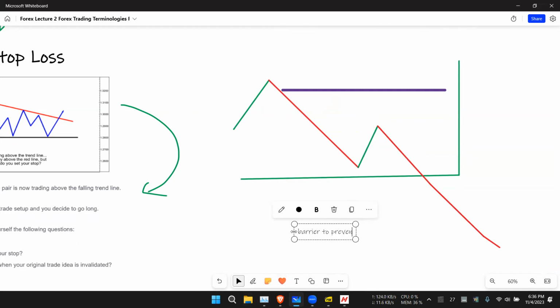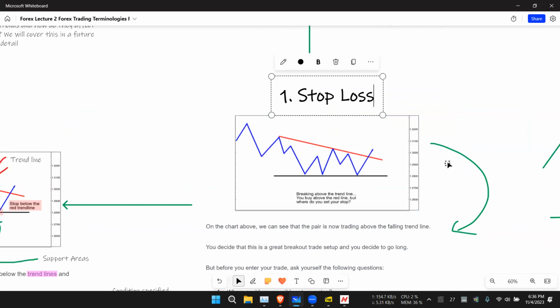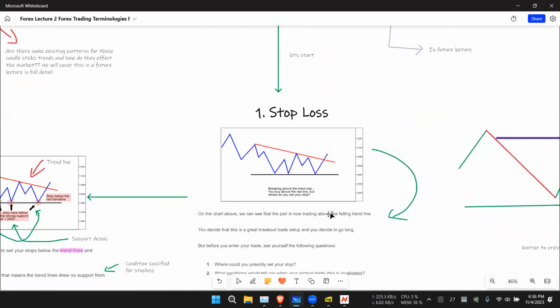And that's what a stop loss is, a barrier. Definitely. We need a barrier to prevent our trade from getting into more loss. We need to have a barrier for this, and this is where the stop loss comes in. Let's just go through the example I've drawn here.